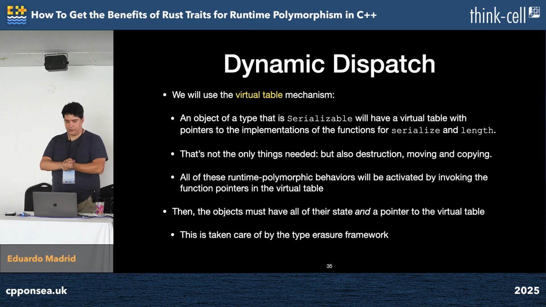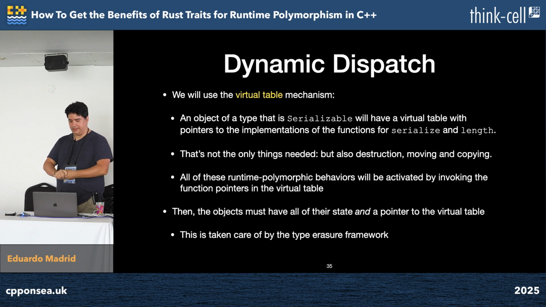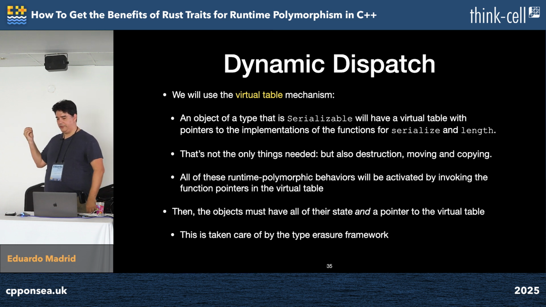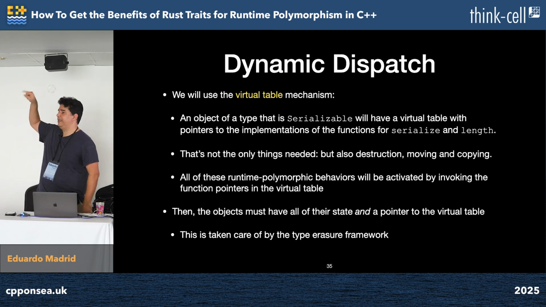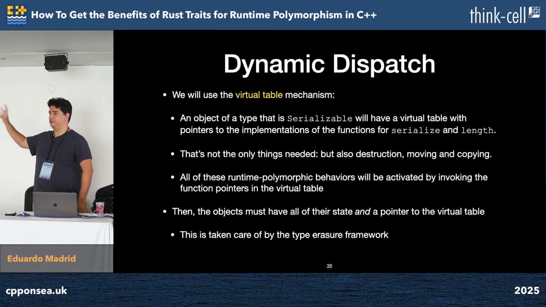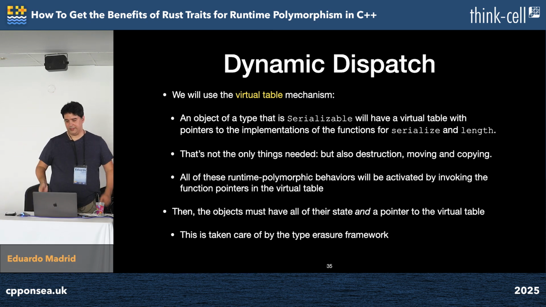We will use the virtual table mechanism. An object that is of a type serializable will have a virtual table with pointers to the implementations of the functions for serialize and length. So a virtual table, again, remember, it doesn't have functions. It has pointers to functions, right? And that's important to note, but be that as it may, you'll have 2 pointers to functions. But that's not the only thing we need because we also had to have ownership. So we had destruction, moving, and potentially copying.